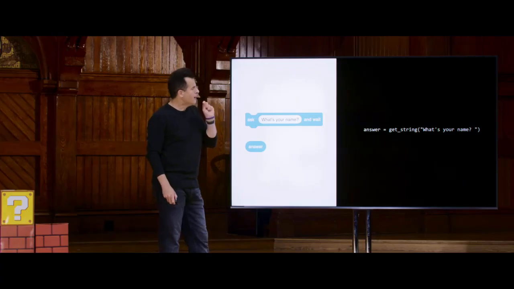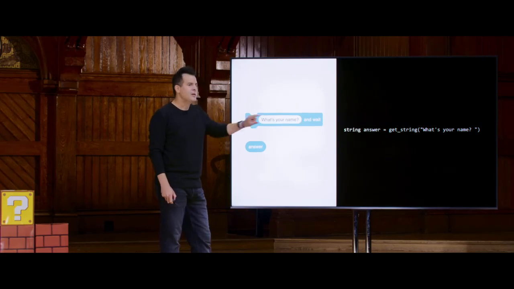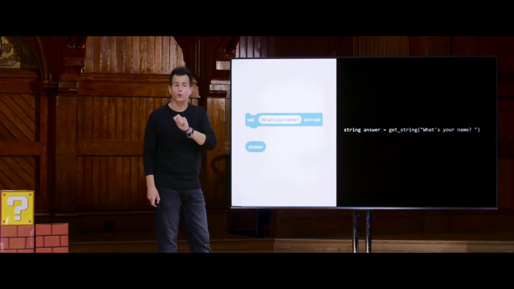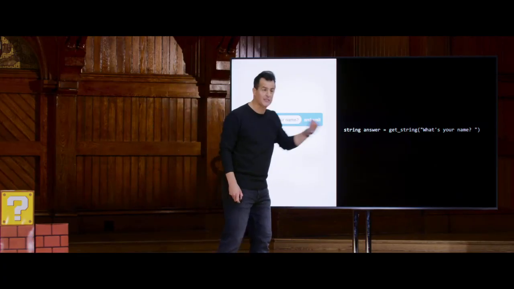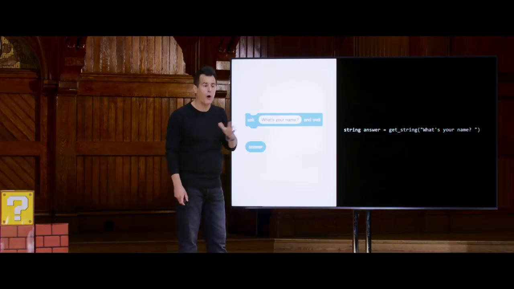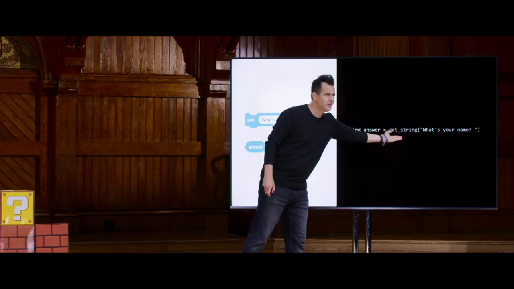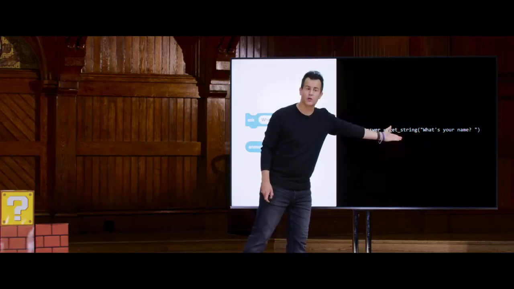But C is a little more precise. You can't just give the variable a name. You need to tell C, or really the compiler, what type of value you want to put in this variable. So if it's a string of text, you put string. If it's a number, you're going to put something else. But for now, it's a string. Per the function's name, it's going to give me a string.